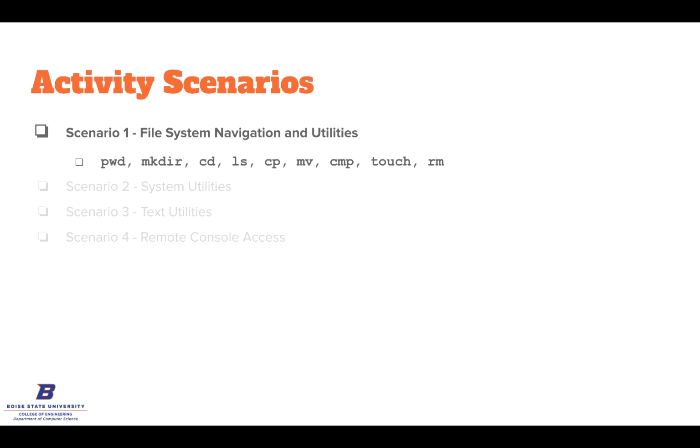In Scenario 1, file system navigation and utilities, some of the commands that you'll run into are pwd, which stands for present working directory, mkdir, make directory, cd, change directory, ls, to list out the directory contents, cp for copy, mv to move files, cmp, compare files, touch will create a file, and rm will remove a file. All of these commands will be executed inside of your console in your Linux virtual machine that you created in the previous module. I'm going to do a quick demo of some of the commands just to show you what they will look like.